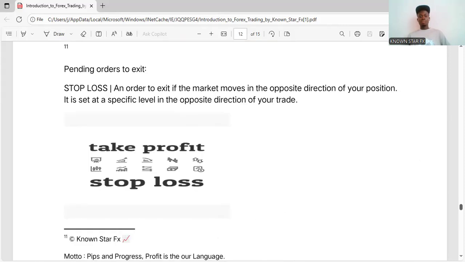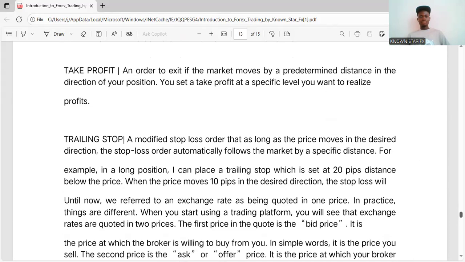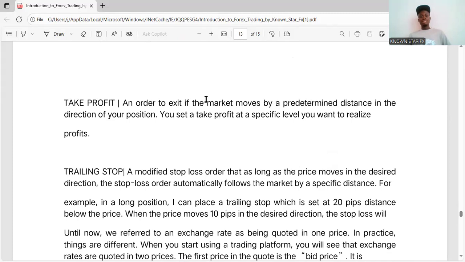And what of take profit? We have the next one, which is take profit. Take profit is an order to exit the market if the market moves by a predetermined distance in the direction of your position. You set a take profit at a specific level where you want to realize your profit. Let's say you set a trade, and you're like, okay, once I'm up 100% or once I'm up 80%, I want to get out of this market. I want to take my profit and just close the trade. That's a take profit. The market closes you out at that point, and you take the profit that you've been able to accumulate at the point where the order was triggered.